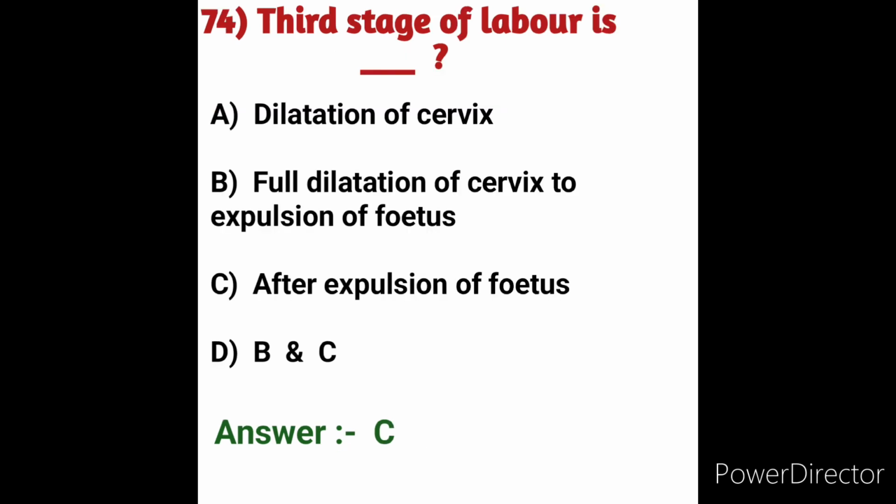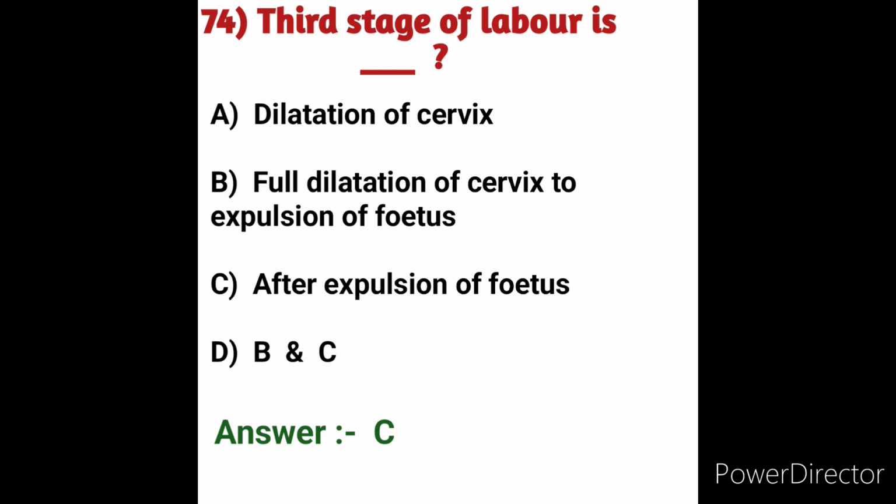Next move on to question number 74. The third stage of labor is option A dilatation of cervix. Option B full dilatation of cervix to expulsion of fetus. Option C after expulsion of fetus, and option D B and C. Here option C is the correct answer, after expulsion of the fetus.